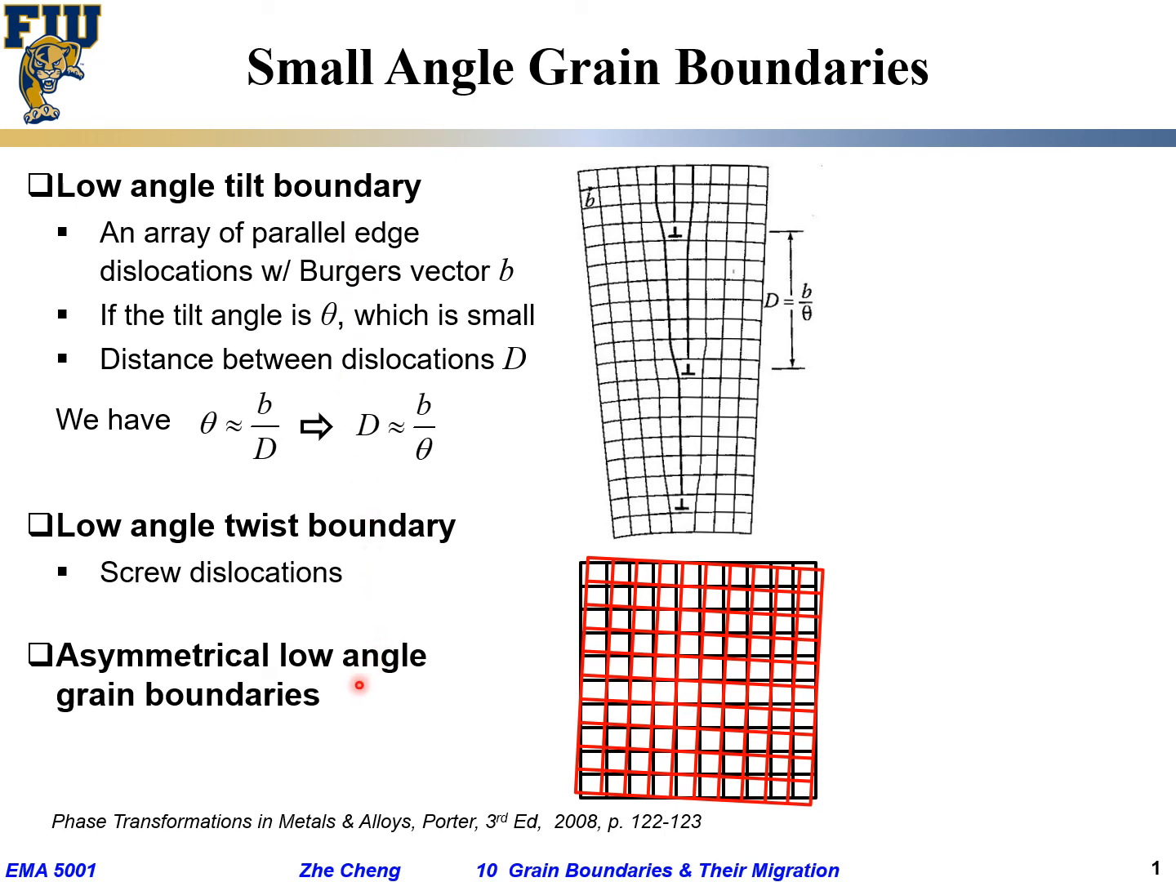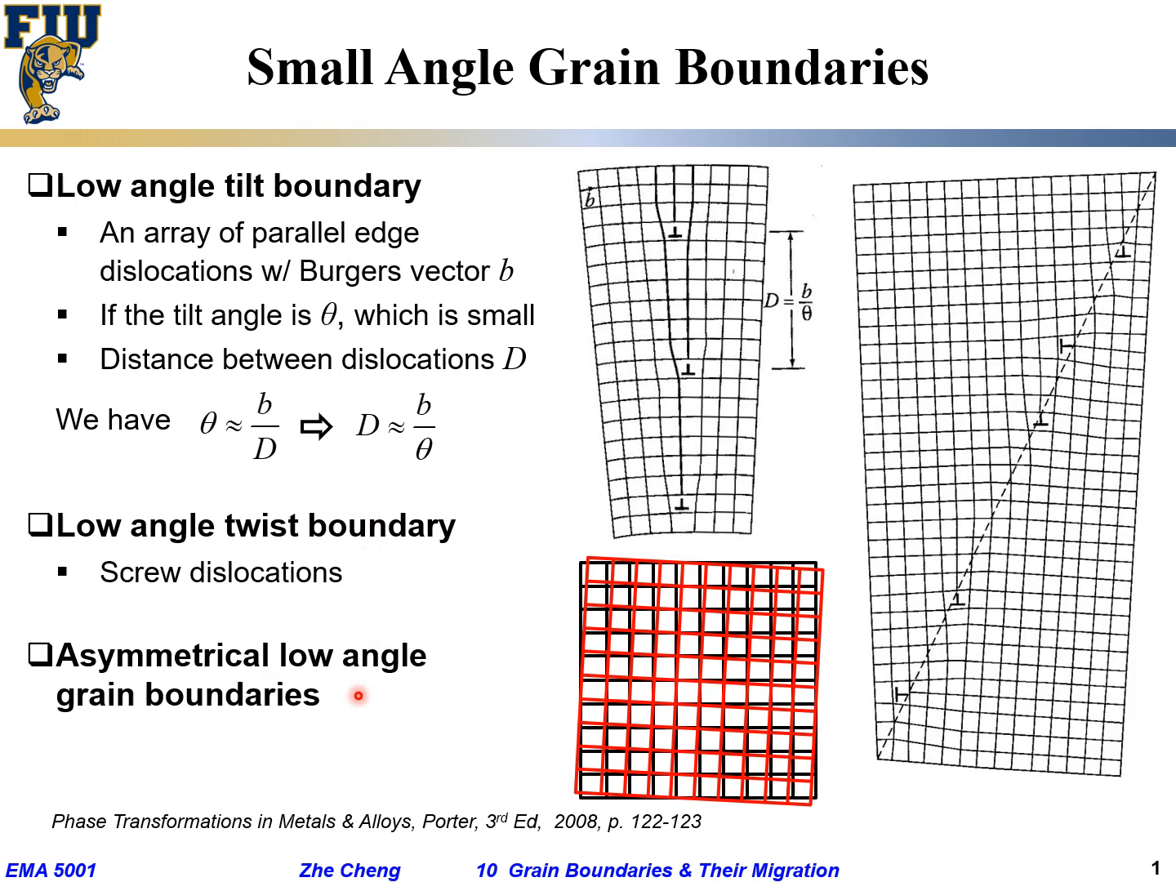Other than these two, there is the more general case of asymmetrical low-angle grain boundary, which we show here. Asymmetrical, as you see, low angle, the grain on the left and the grain on the right, we don't see too much difference in orientation, which means low angle, but it's not exactly like a tilt boundary. If you look at the half planes, they are pointing towards different directions, as you see here. It's not exactly parallel dislocations with the same Burgers vector. These can be another type of small angle grain boundary, with dislocations of different Burgers vectors.